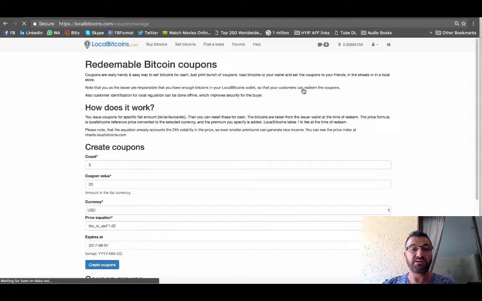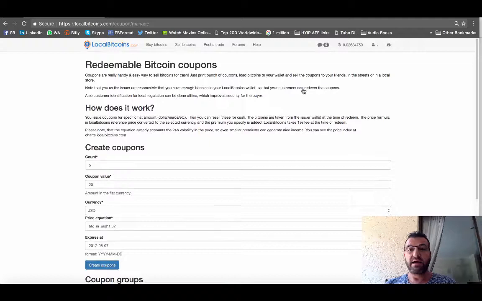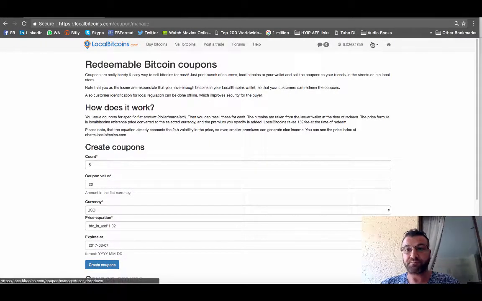If you wanted to sell or walk around with a ticket coupon offering Bitcoin, you could create your coupons over here and just print them as you wish.